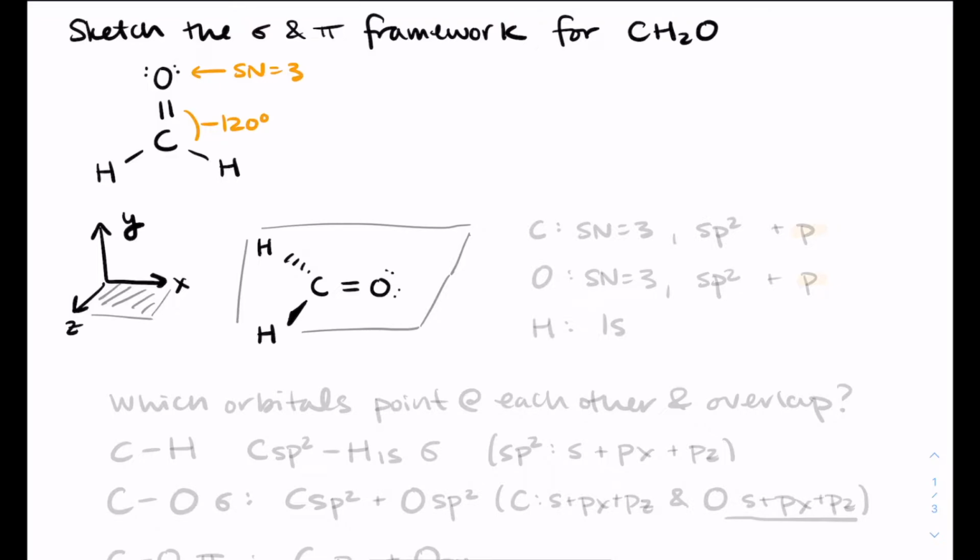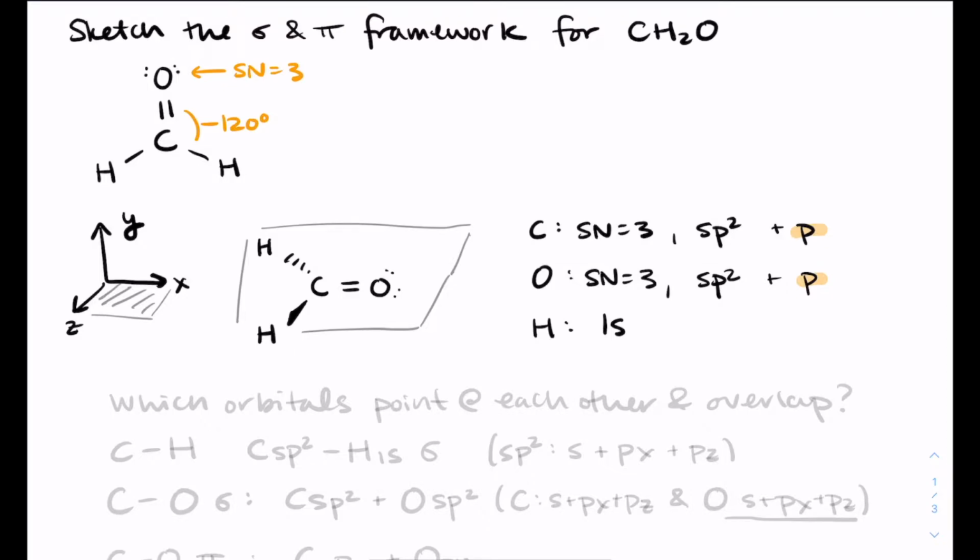So for each atom, I'm going to figure out the steric number, which will tell me what the hybridization is. So carbon has a steric number of 3. That means I need to use 3 orbitals to make my hybrids, which is the S and 2 of the P's. So steric number of 3 gives me sp2, and I have a p orbital left over. For oxygen, it's the same. I have a steric number of 3. I have one atom connected and 2 lone pairs. So my oxygen will also be sp2 hybridized, and I'll have a p orbital left over. My hydrogen only has that 1s orbital, so I can't hybridize it. I'm just going to use the 1s orbital to make any bonds that hydrogen needs to make.